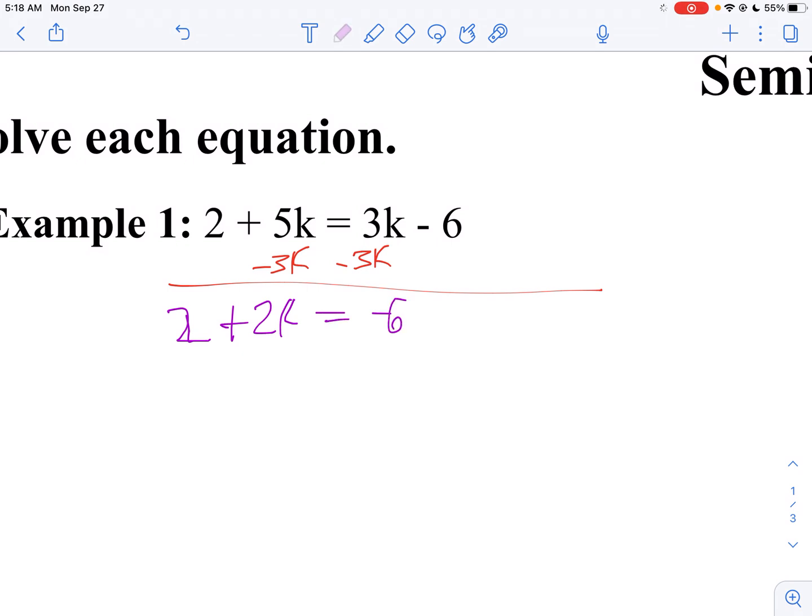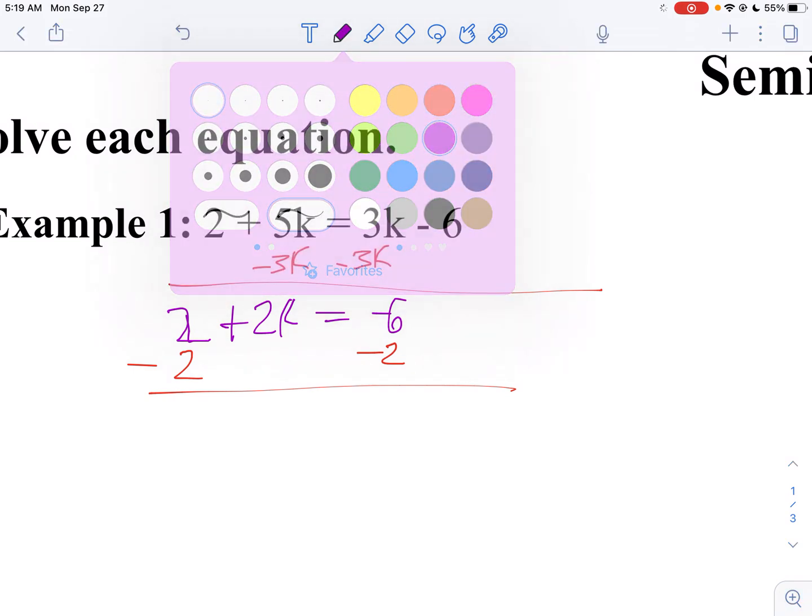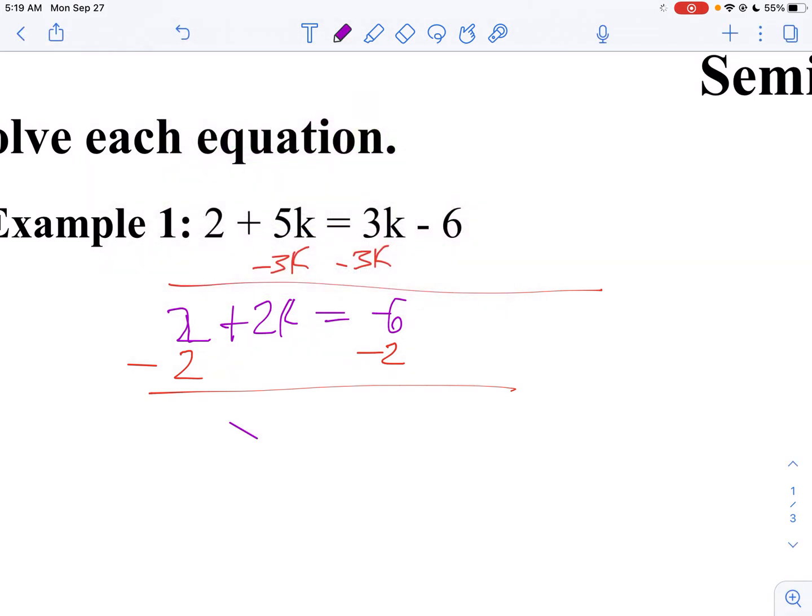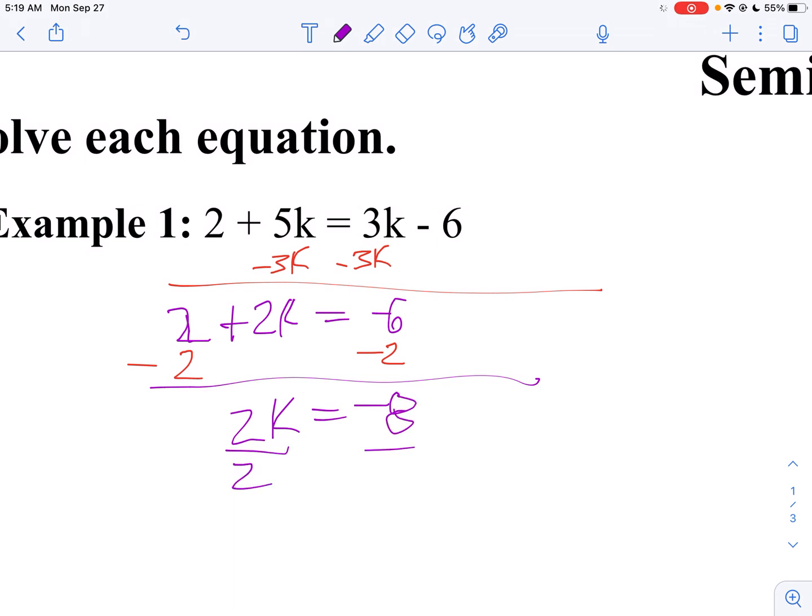Then the opposite of positive 2 is negative 2. We'll subtract 2 from both sides. So we get 2k equals negative 8. And then to solve for k, we'll divide both sides by 2. And k equals negative 4. And we're done.